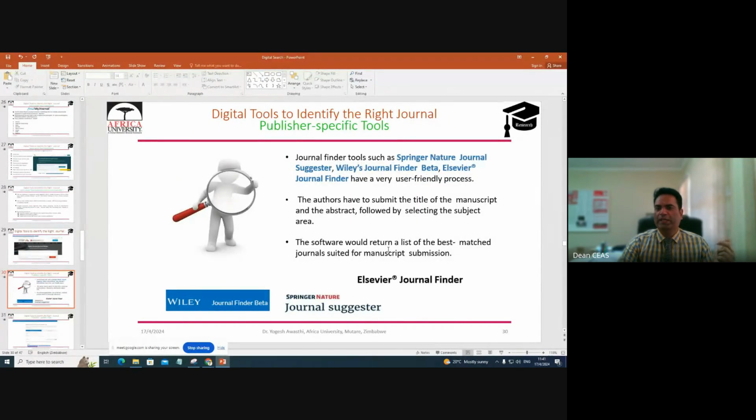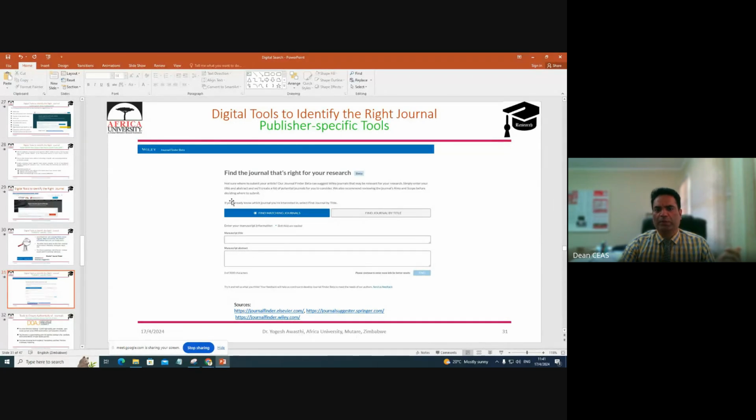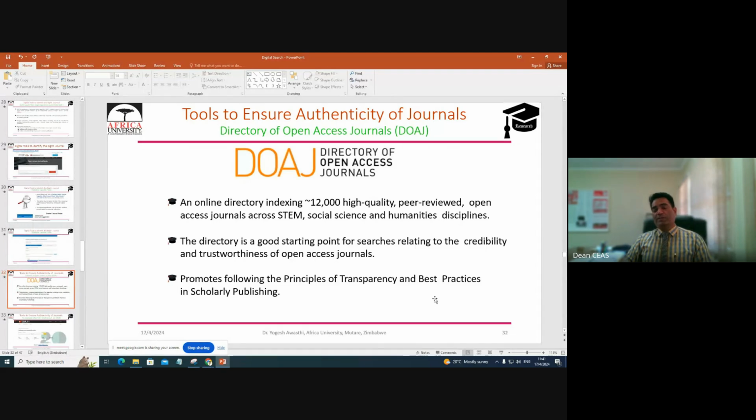Relay is also very popular. I'm not going to open this one because it is the same as the first one I opened. This is again Journal Finder from Elsevier, so it is the same. Now, my favorite is the DOAJ journal tool.